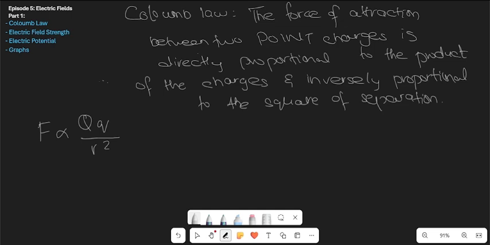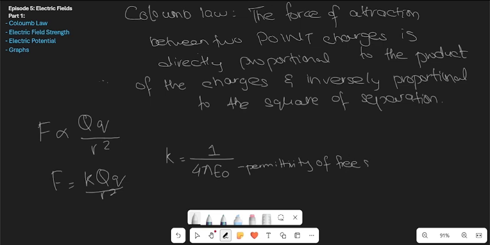And if I were to convert it into an equation, obviously when I have to remove the proportionality, I have to put a constant, and that constant in this case gives F equals kQ1Q2 over r squared, and k equals 1 over 4 pi epsilon naught. You will be given this, but it's best if you just know this. And this 4 pi epsilon naught is the permittivity of free space. Just an added note, epsilon naught is the permittivity of free space, and its value is given at the beginning of the exam as well.